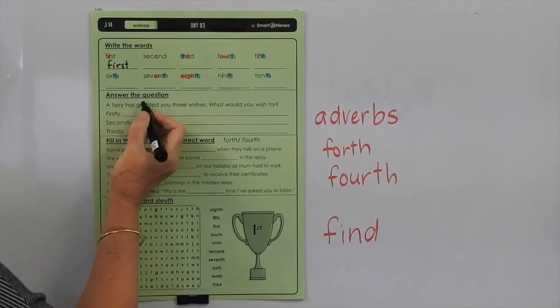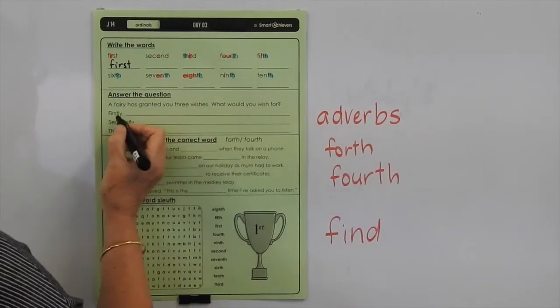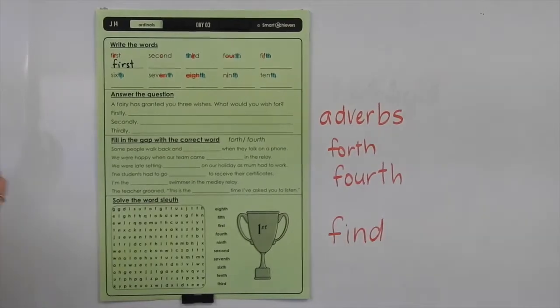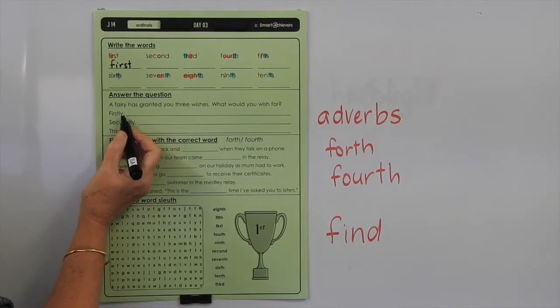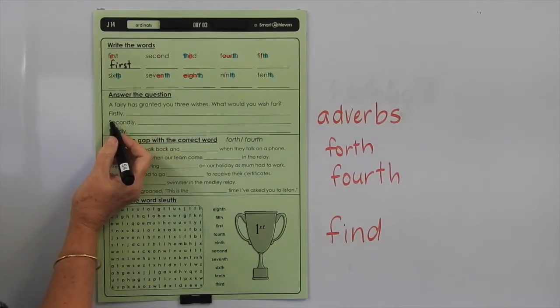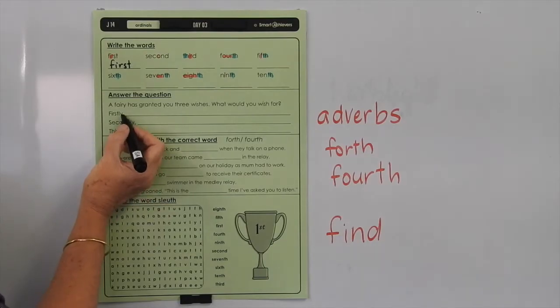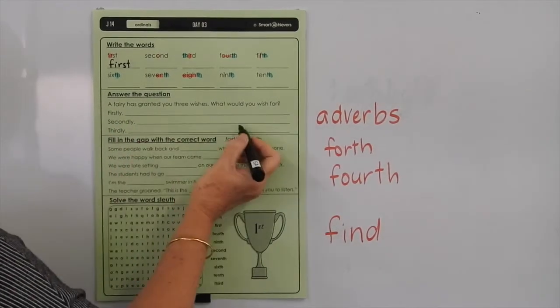Now answer the question. A fairy has granted you three wishes. What would you wish for? So you've got firstly, secondly, thirdly. Now, if you add ly to the end of a word, quite frequently it changes the word into an adverb. If you start a sentence with an adverb, you must always put a comma after it. So you can write that on your own.